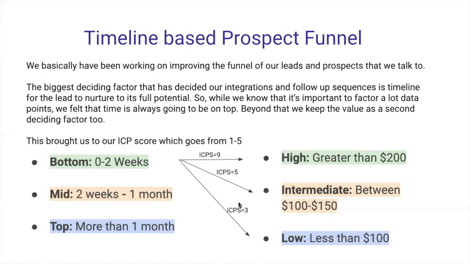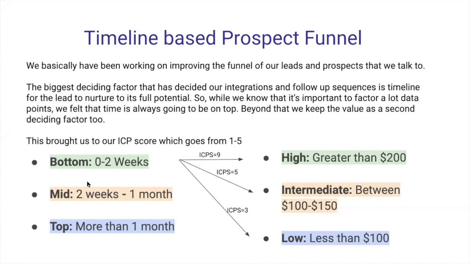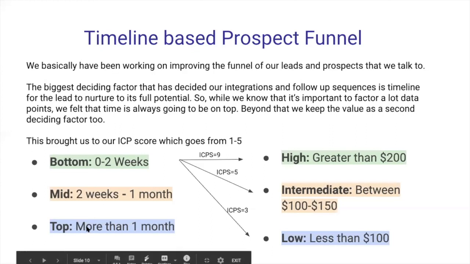Now, here is a very interesting model that we built up. There are 2 factors that we considered in place. The first is the timeline of what your funnel leads are for. So we divided our funnel into 3 parts. First is the bottom of the funnel leads, which are of course at a timeline of 0 to 2 weeks. Then second is the mid or moderate funnel leads that are 2 weeks to 1 month, and the top ones which are more than 1 month.